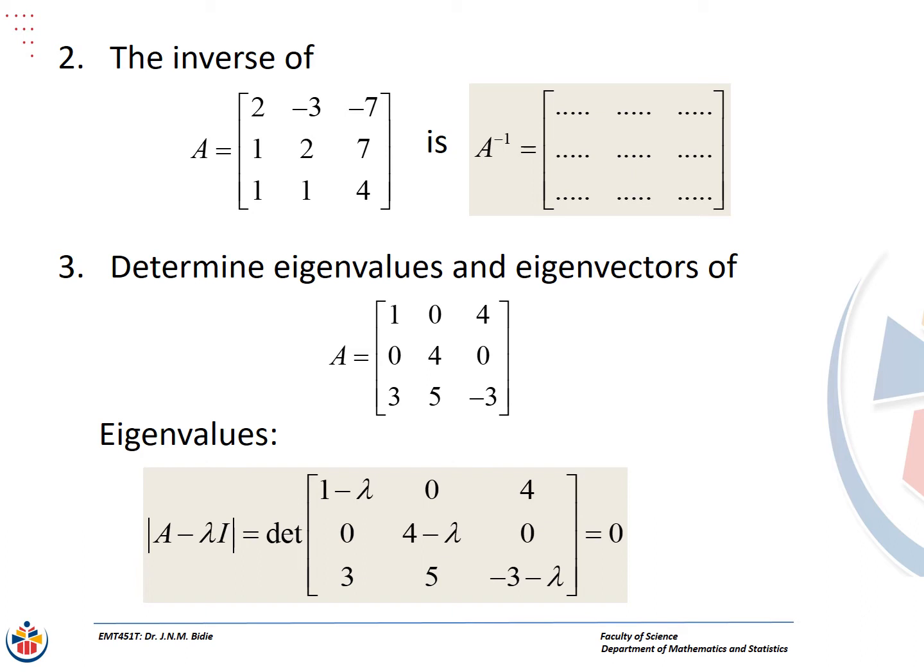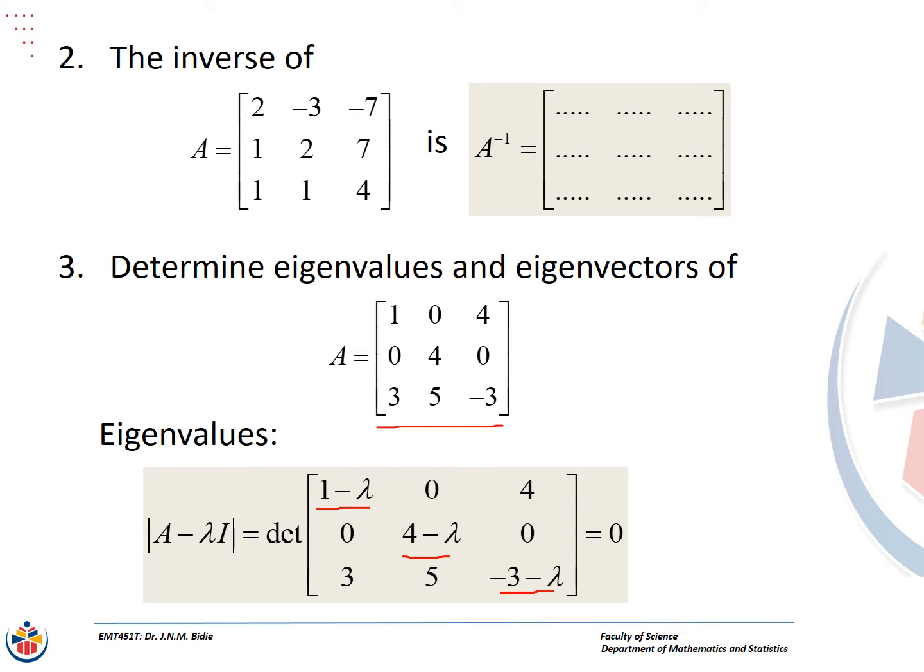And then for number 3, we are asked to determine the eigenvalues and eigenvectors of matrix A. Note that we are going to solve this problem, and then I'll leave it halfway so that you can finish it off. Note, the first step is to find the determinant of A minus lambda I and equate it to zero. Note that you only change the diagonal entries. So it's 1 minus lambda, 4 minus lambda, and negative 3 minus lambda from the original matrix A. All the other entries remain the same.